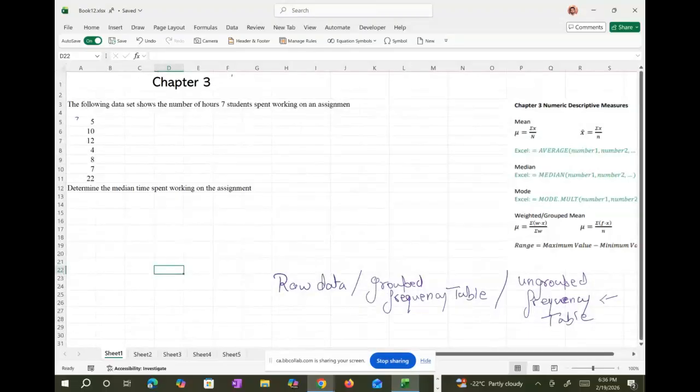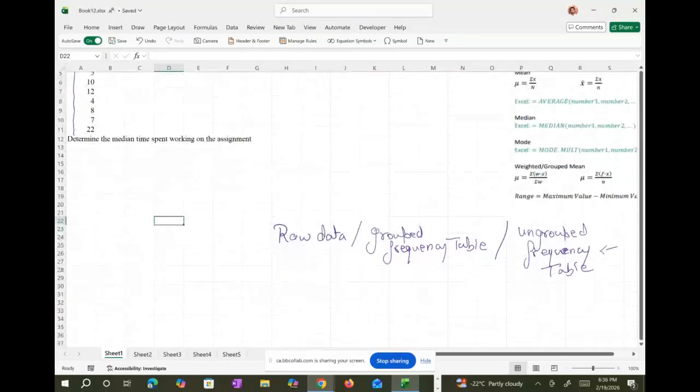Now the data given to you down here, this is raw form. So there are certain numbers given to you, that's called raw data. So for example, I'll write 10, 15, 20, 21, 22, 23. Any random data given to you is called the raw data form.